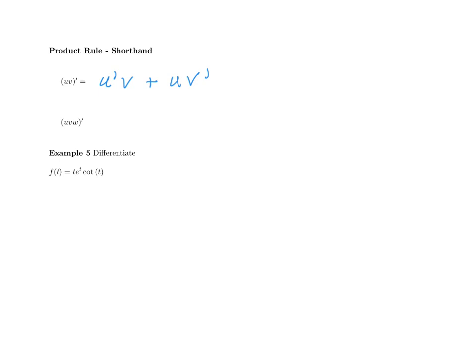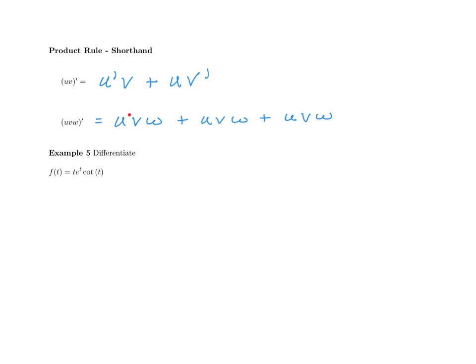Well, what happens if you have 3 functions being multiplied together and then you take the derivative of that? Is there a simple product rule for this? And it turns out the answer is yes. The pattern is you copy down the 3 functions, but you don't do it twice. You do it a total of 3 times, since there are 3 functions.